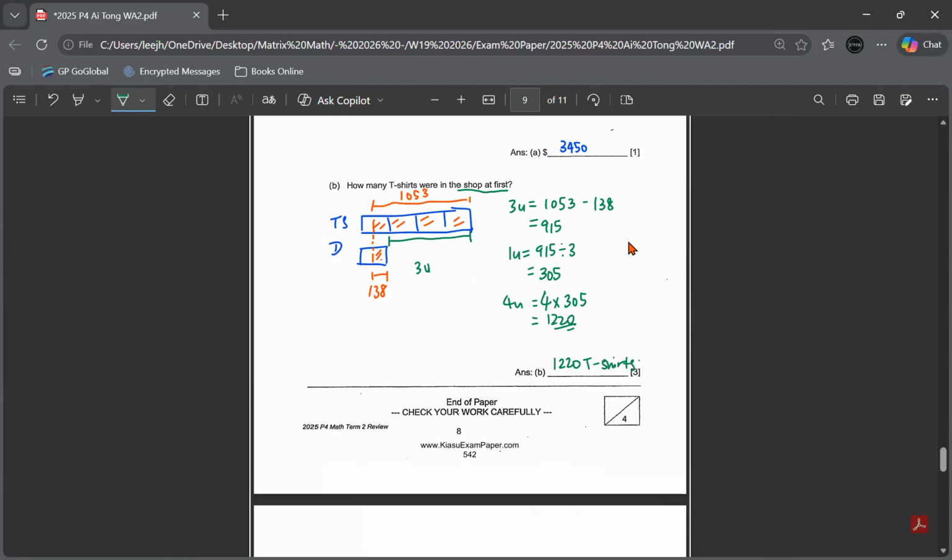And this is your end of the paper, end of the question and end of the paper.